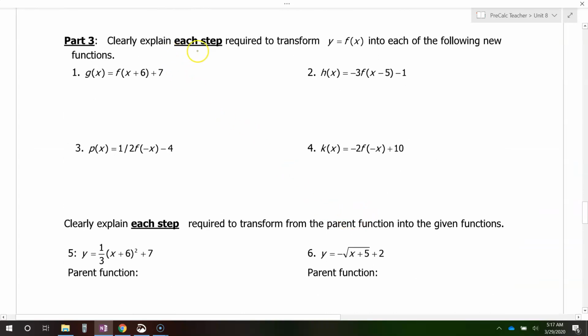All right, clearly explain each step required to transform f of x into each of the following. So basically, we're just explaining what transformations are happening. That's all they're really saying. Okay, so the plus 6 is going to be left 6. The plus 7 on the end is going to be up 7.